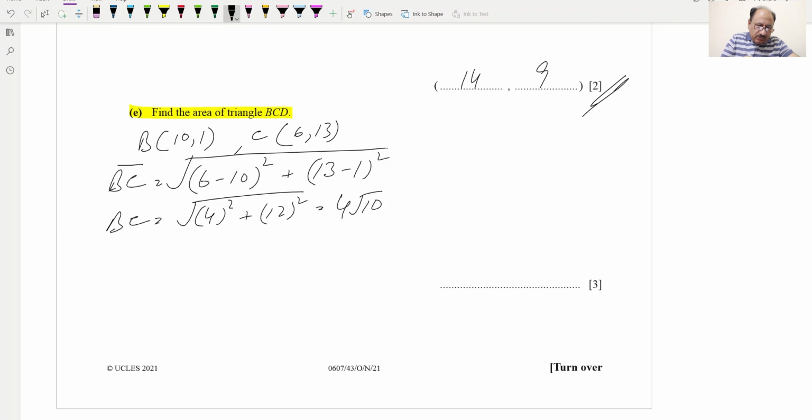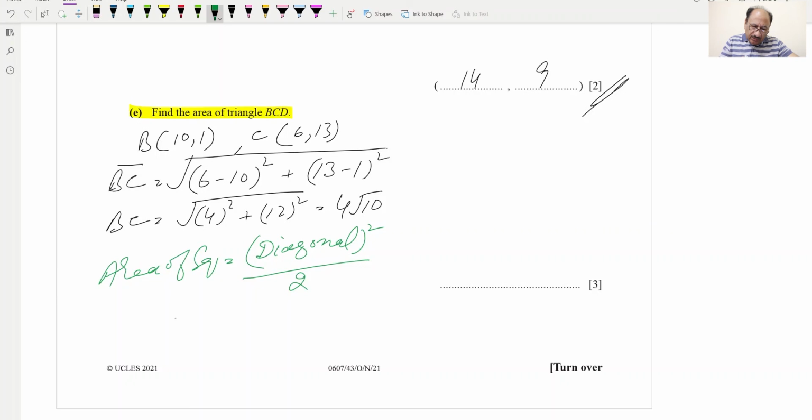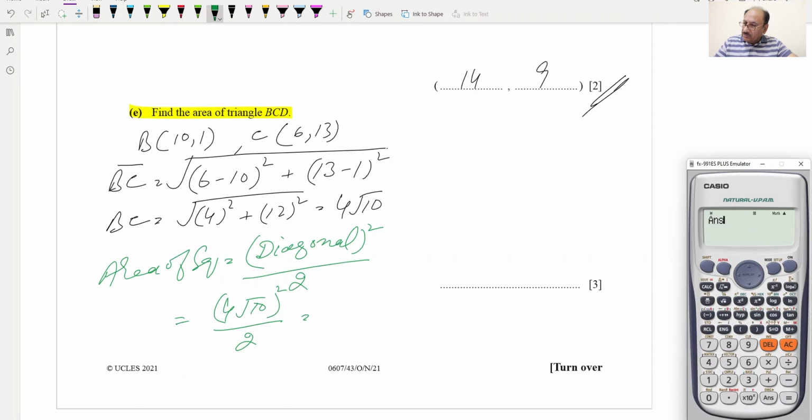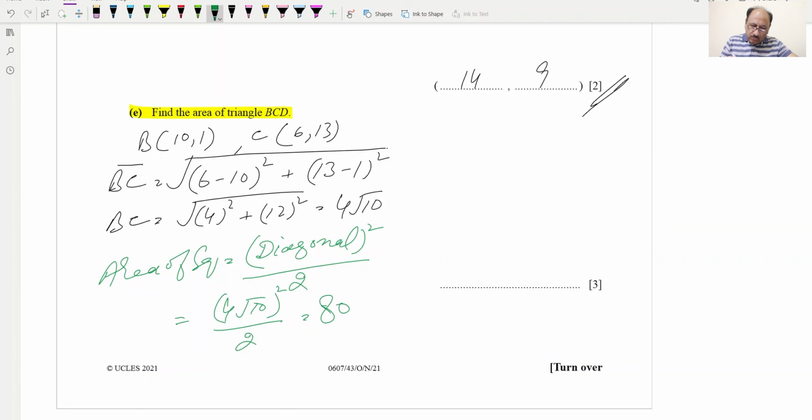So BC is equal to this. And the formula we know is that the area of a square is equal to diagonal squared divided by 2. So the diagonal squared is 4 under root 10 squared, divided by 2. We can calculate this: the answer squared divided by 2 is equal to 80. So the area of this square is 80.